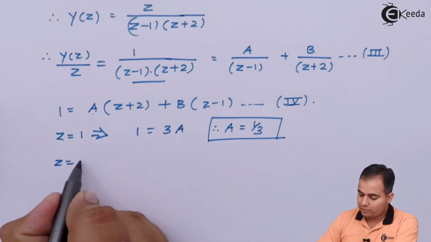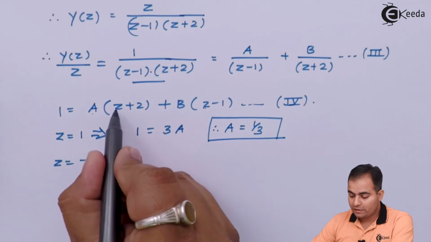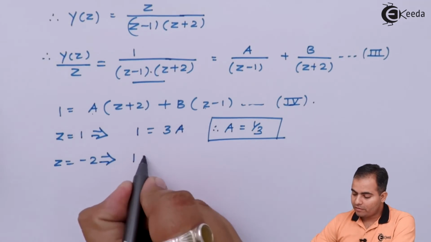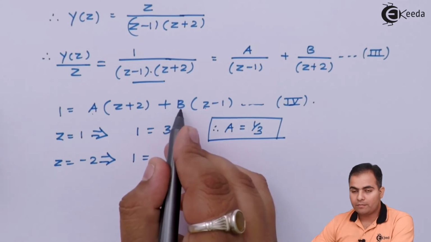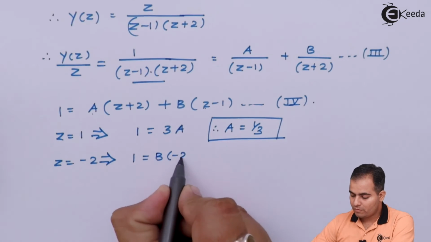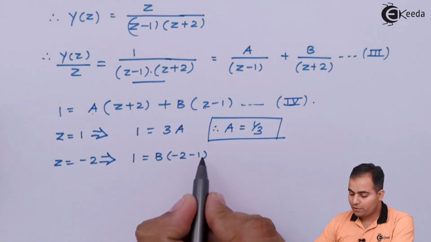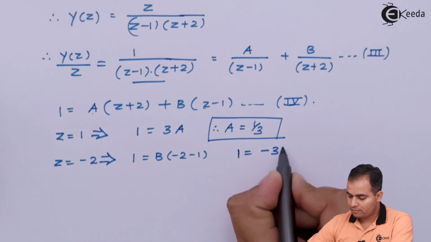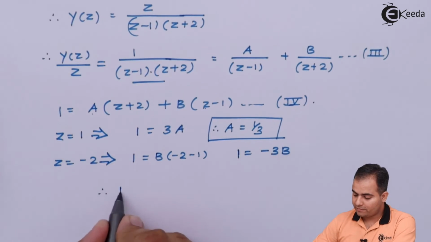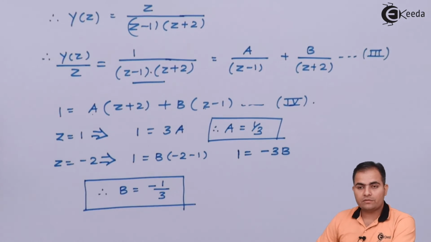Similarly, I'll substitute z equals minus 2 in equation number 2, because if I substitute z equals minus 2, then minus 2 plus 2 becomes 0, and the whole A term is replaced by 0. So I can write the left hand side value 1 and directly the B value. Z is replaced by minus 2, so we have minus 2 and minus 1. After adding minus 2 and minus 1, what you will get? Minus 3B. And if I shift this minus 3 to the left hand side, my B is minus 1 by 3.